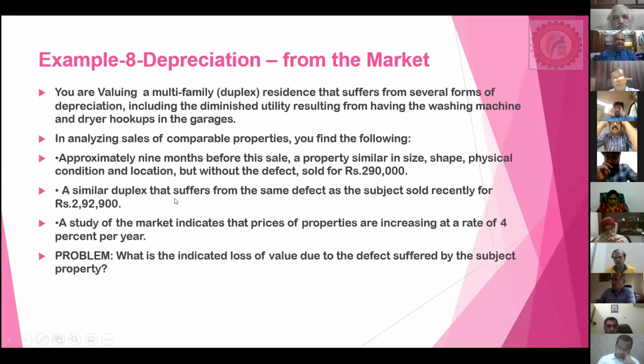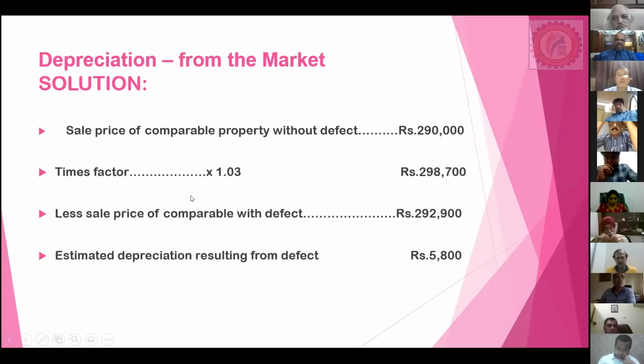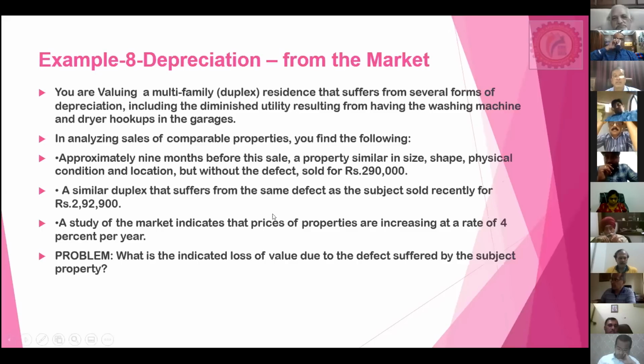Now, similar duplex that suffers from the same defect. Sorry, some defect. Yes, use the word as some defect. Same defect means yes, some defect instead of writing some defect. So he has written that the same defect. You just make a correction. So this is with some defect. It is 2 lakh. Jivan, you please check this one. Should be similar defect.